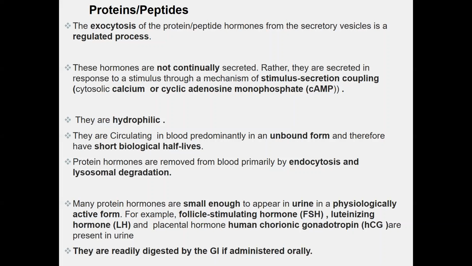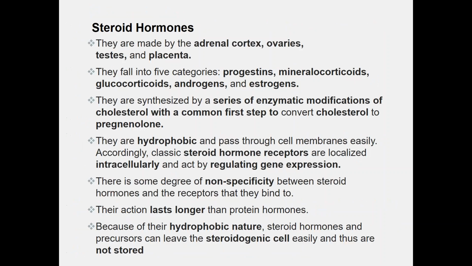active form, like for example the luteinizing hormone and the placental human chorionic gonadotropin, HCG hormone. These hormones are useful when we diagnose certain conditions. For example, when we need to detect pregnancy, we use the HCG hormone in the urine. The peptide hormones are digested extensively in the GI system if administered orally.